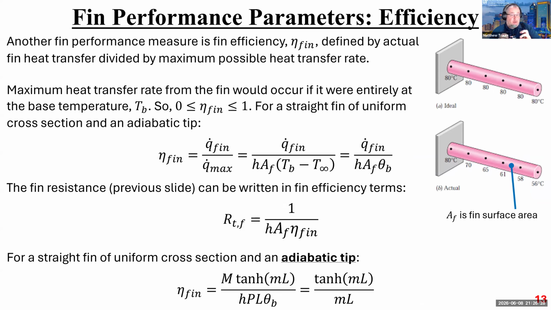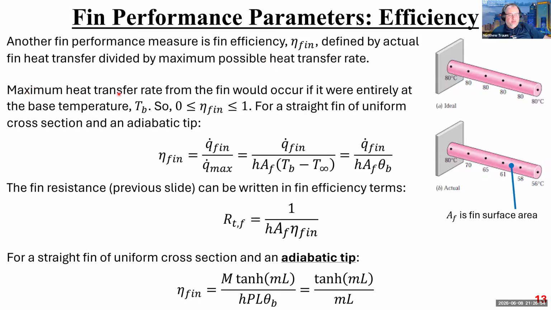This one is like a true efficiency, whereas the effectiveness was more like a COP actually. So this one is a true efficiency. So I say here, another fin performance measure is fin efficiency, eta sub fin, defined by the actual fin heat transfer divided by the maximum possible heat transfer rate. Okay, what in the heck is the maximum possible heat transfer rate?